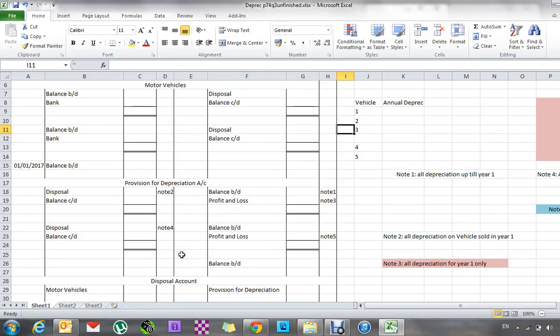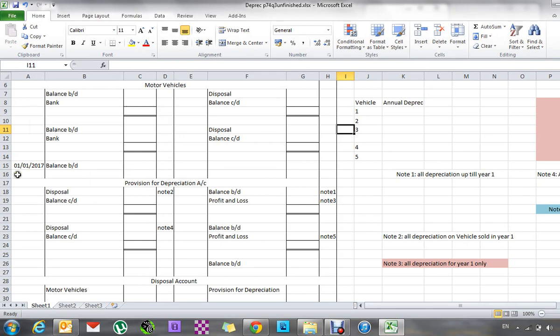Okay, we're doing page 74, question 3. This is straight line depreciation, and I'll follow it up with a subsequent video where we do reducing balance depreciation. So part 1 of this is going to be laying out the motor vehicles account, the provision for depreciation, and the disposal. I'm not going to be putting numbers into the provision because I'm going to have to do the rough work for that first.